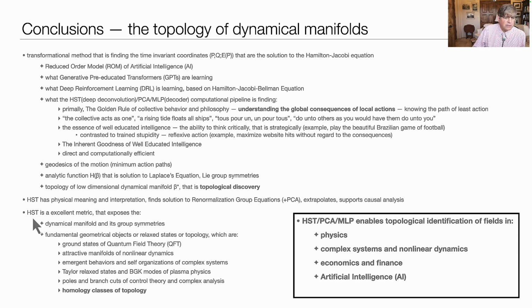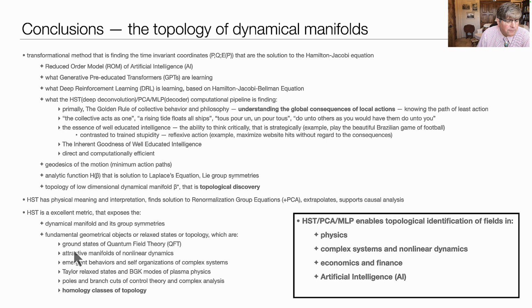Next is that the HST is an excellent metric of dynamical systems or topology, right? That exposes the dynamical manifold and its group symmetries, and there are applications that I've already had of this and can discuss separately, where it's been used to tell how similar different dynamical systems are by telling how close their group symmetries are to each other. This also further exposes the fundamental geometrical objects or relaxed states or the topology, right?